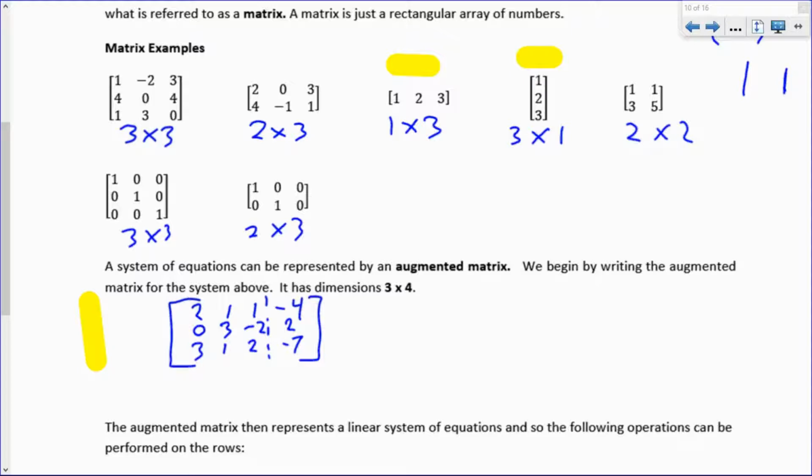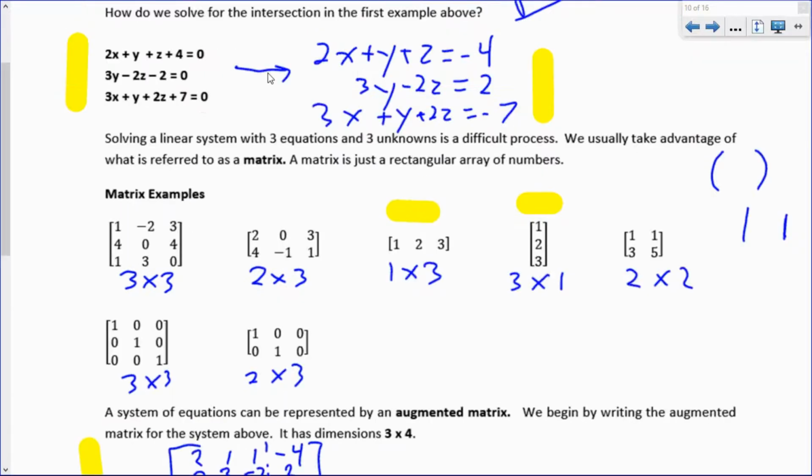So it represents a linear system of equations. And the goal, remember, is we actually want to solve this. We want to find x, y, and z. Should we use elimination? Should we use substitution? Should we use both? Well, we tend to use elimination.